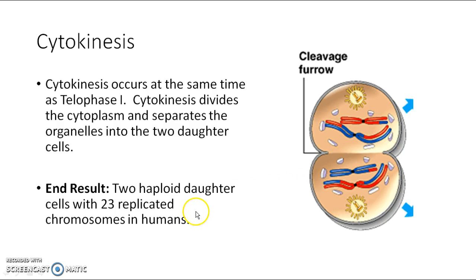We will end up with 2 daughter cells, and we consider them haploid because they have half the chromosomes of the original parent cell. For this picture, we started out with a parent cell that had 4 replicated chromosomes, and we're going to end up with 2 daughter cells that each have 2 replicated chromosomes. In human cells, we'd end up with haploid daughter cells that have 23 replicated chromosomes. But they didn't want to draw 23 chromosomes in each cell. I get it.